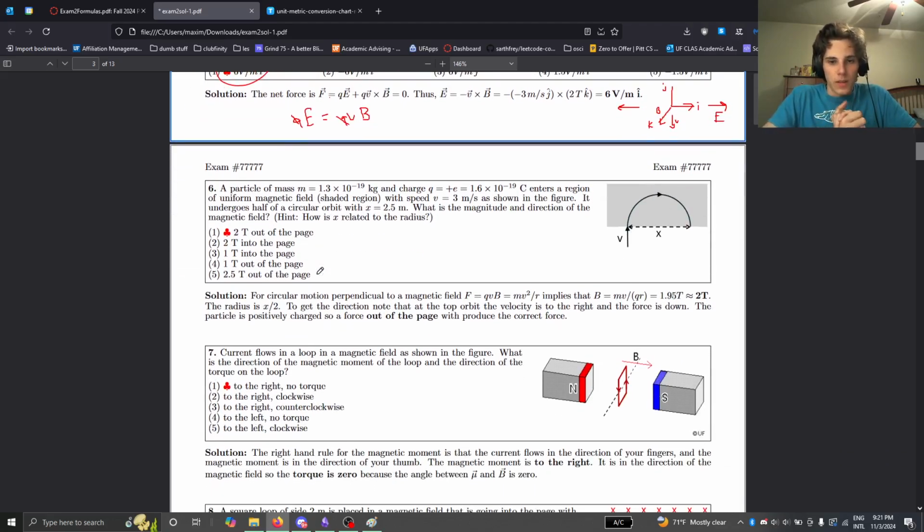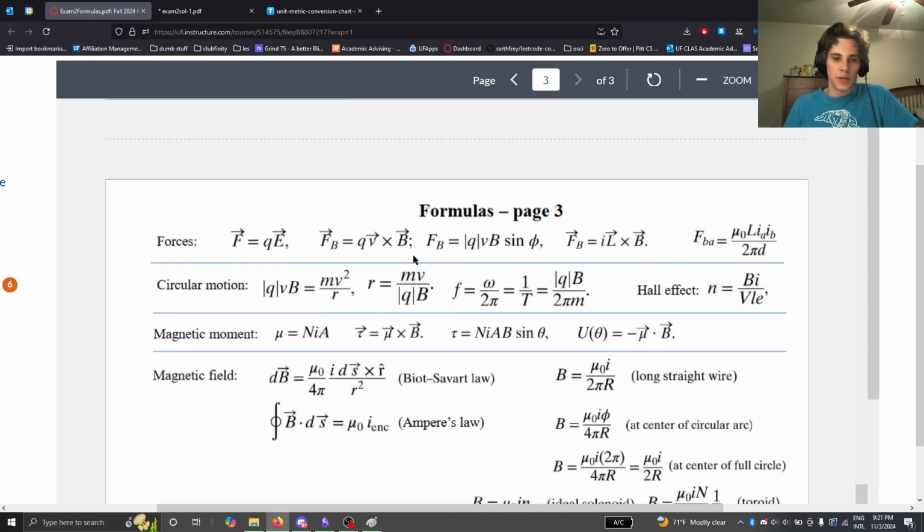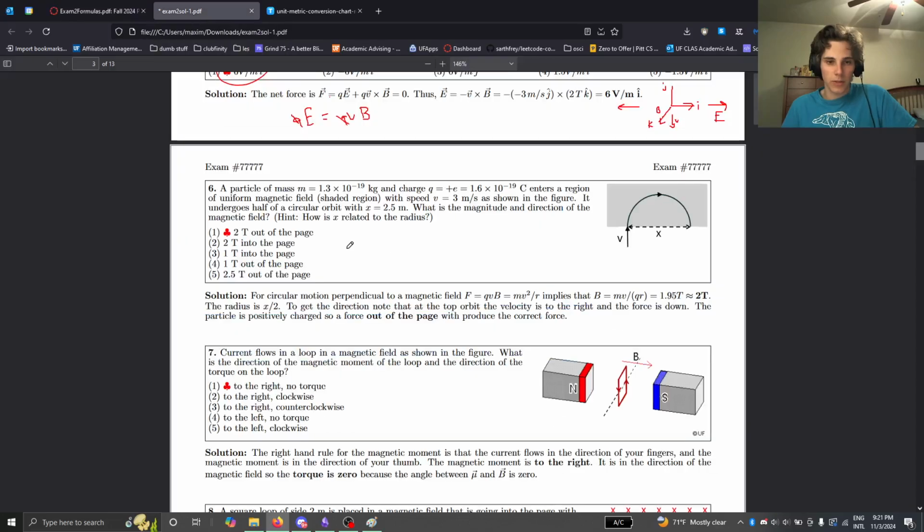Okay. So we're entering a magnetic field with a certain velocity, and you meet an orbit. This is a very generous hint, telling you to divide x by 2. I don't know how I feel about that, but here you go. R is equal to mv over qB. Let's see what we can do with this.